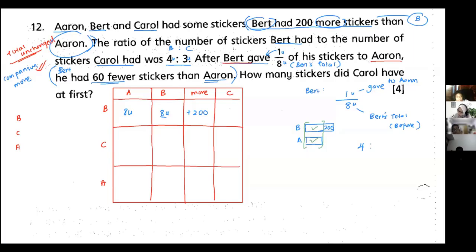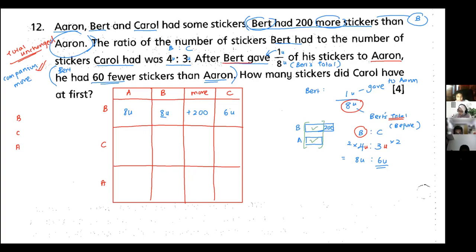You have Aaron is to 3, Bert is to Carol. So now if you look at this information, Bert's total is actually 8 units. So this one is supposed to be 8 units. This is 4 units, right? So what do we have to do there? In this case, your 4 units you must times 2. Here must also times 2. Equals to 8 units is to 6 units, like that. Okay, so Carol is 6 units, right?